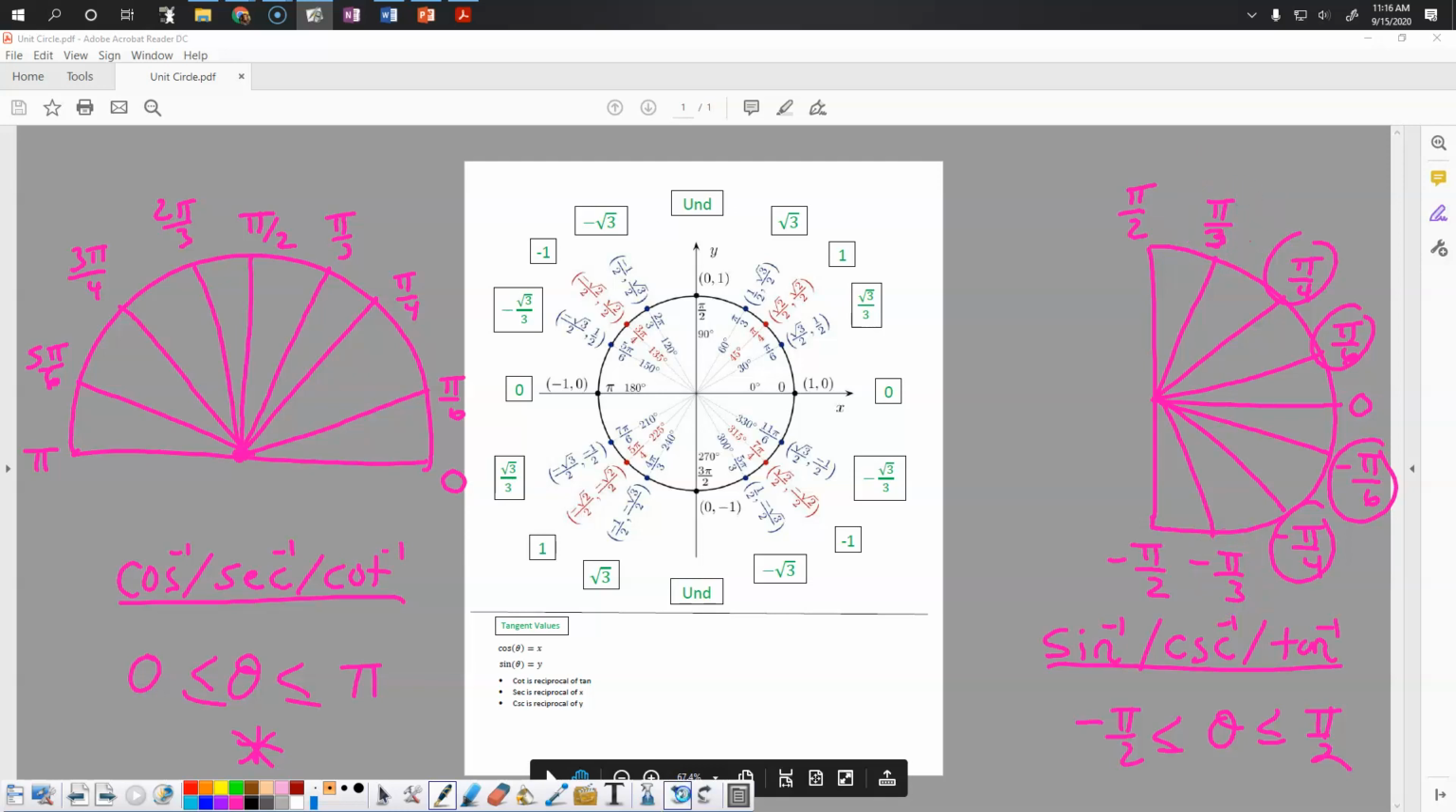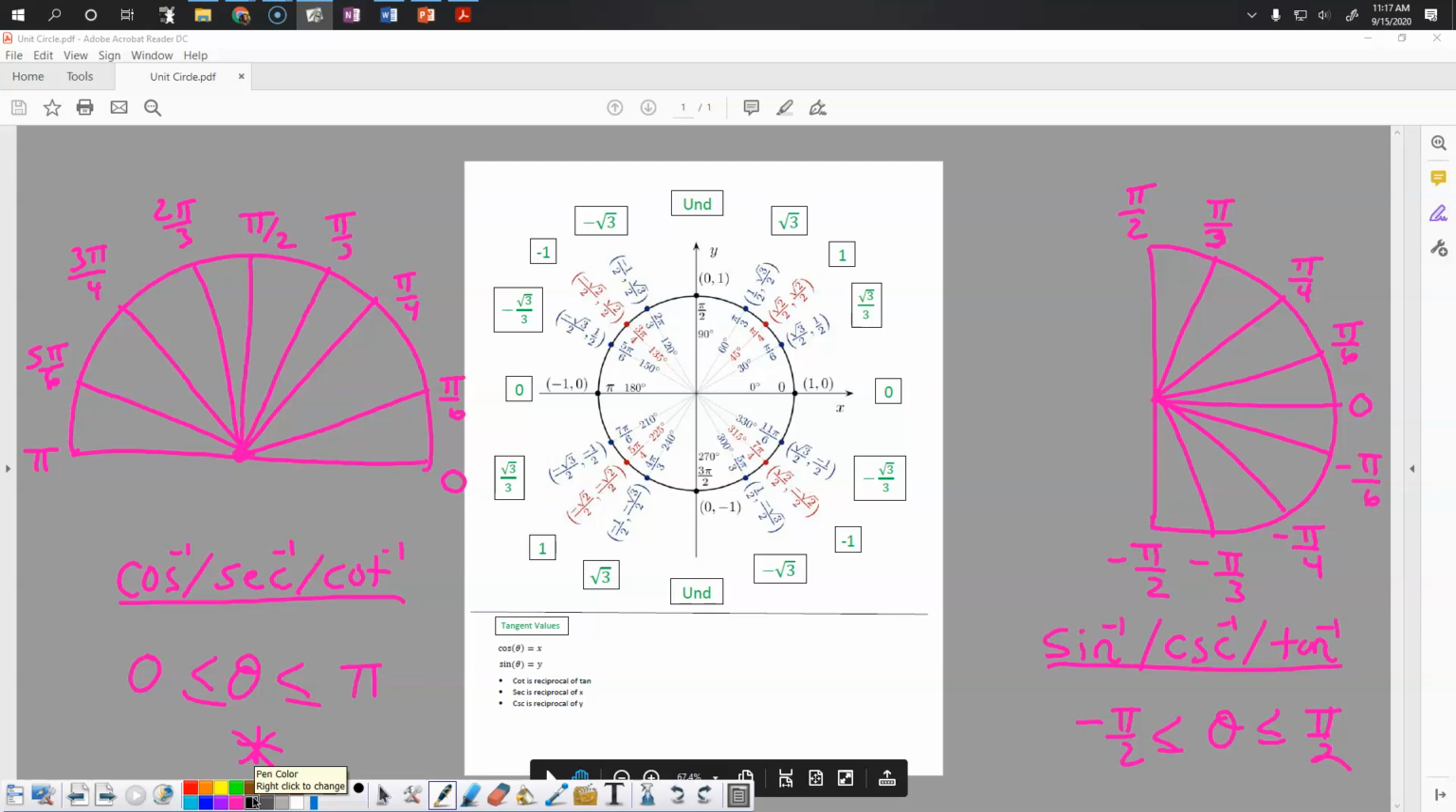So your answers for arc sine, arc cosecant, arc tangent are from negative pi over 2 to positive pi over 2. Okay? So it's a little bit different when you're working with those things. So let me do one problem like that.